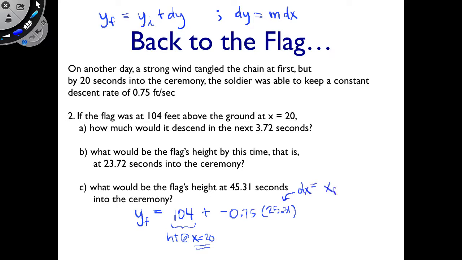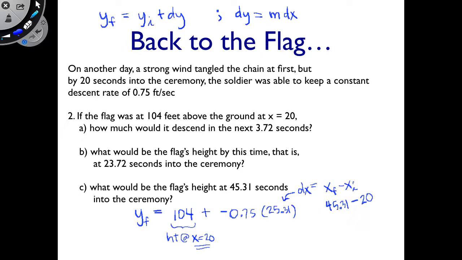This is x final minus x initial. And since we're looking for y final to be a height at time 45.31, 45.31 must be my final time. And the starting point we used, the reference point, what we were measuring from, was this at time 20, the height was 104. Oh, well, we've changed by 25 seconds since then by subtracting these two. So since this height 104 happened, 25 something seconds have gone by. That's how I'm going to compute my new height.